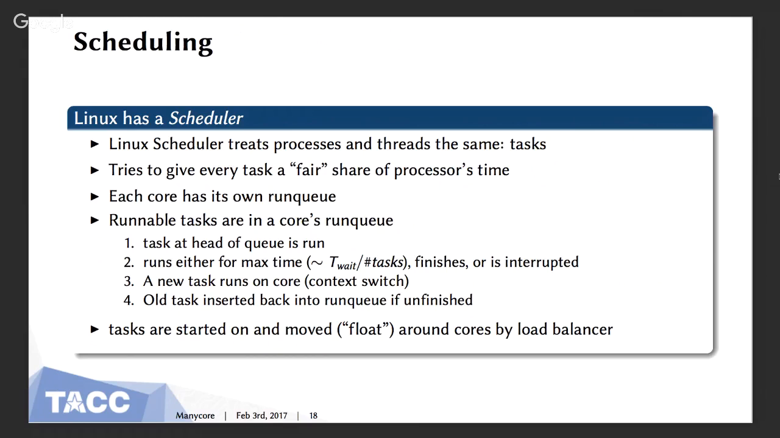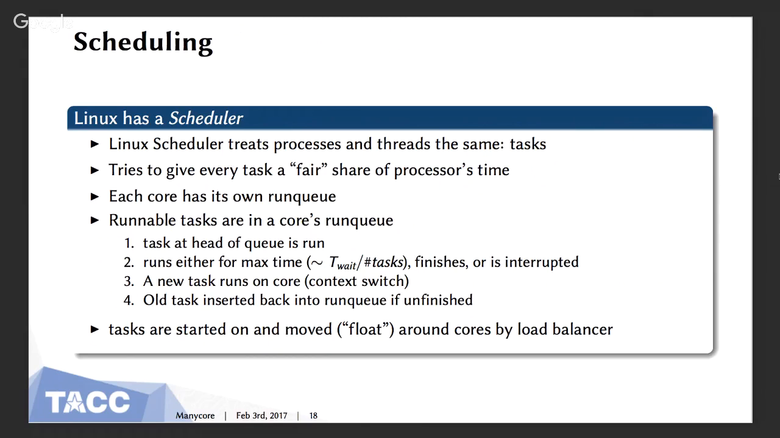Each physical core has its own run queue. Runnable tasks are placed within a core's run queue. The task at the head of the queue, the one all the way at the end, gets run. He either runs for a maximum amount of time, where they're trying to give every task the same amount of time by dividing the length of time that they wait by the number of tasks, or he finishes, or he gets interrupted for some reason. Maybe you hit the keyboard or something like that.